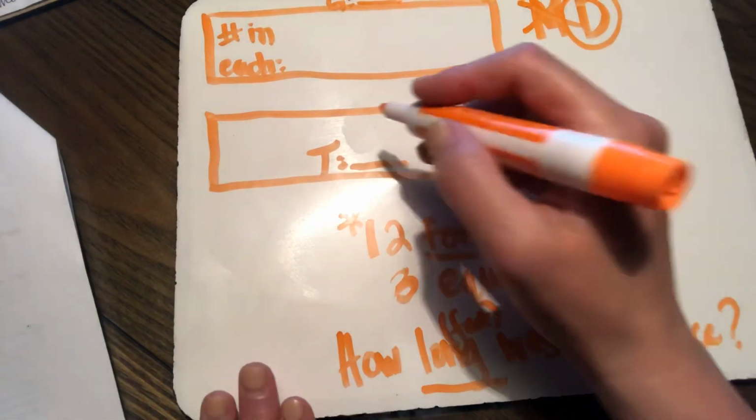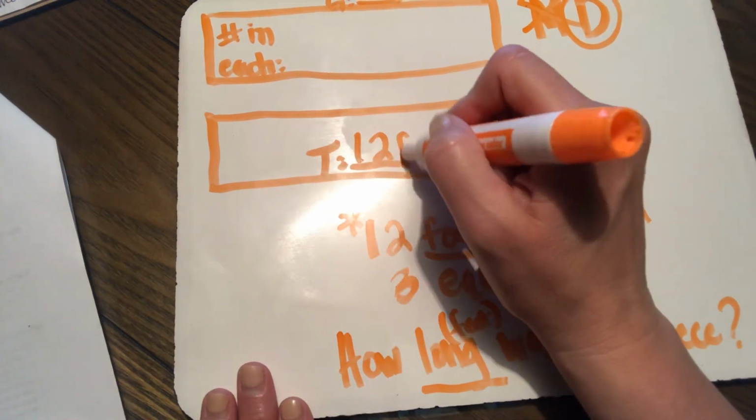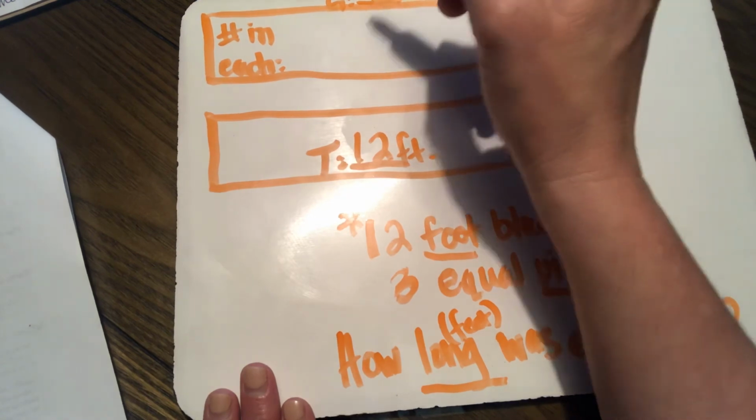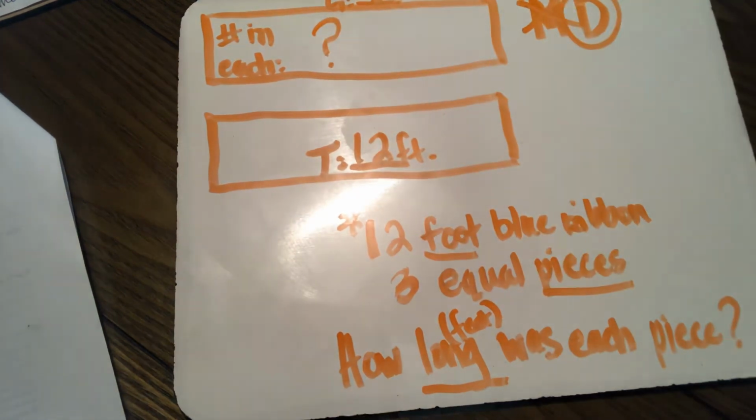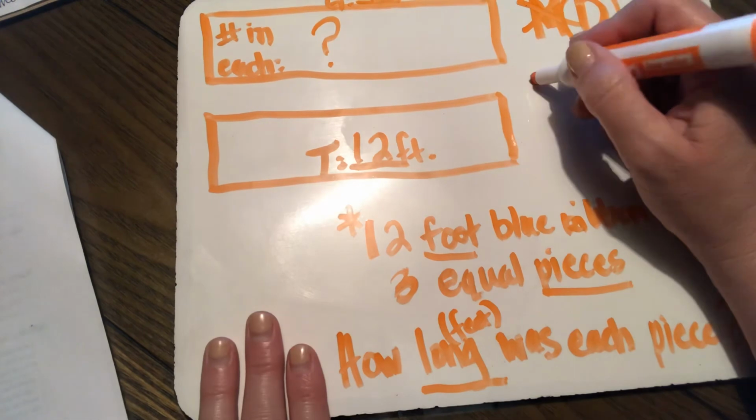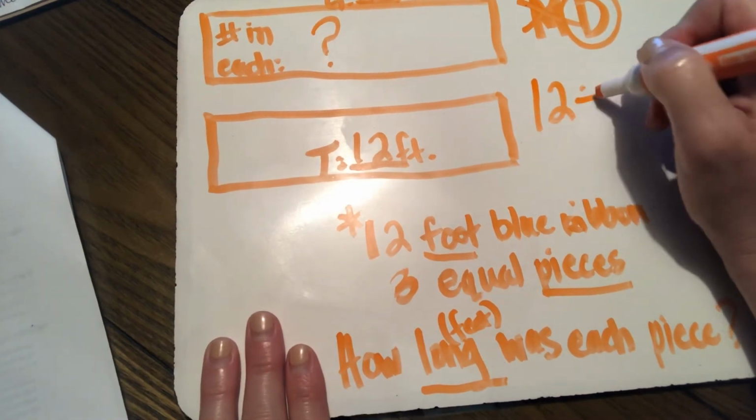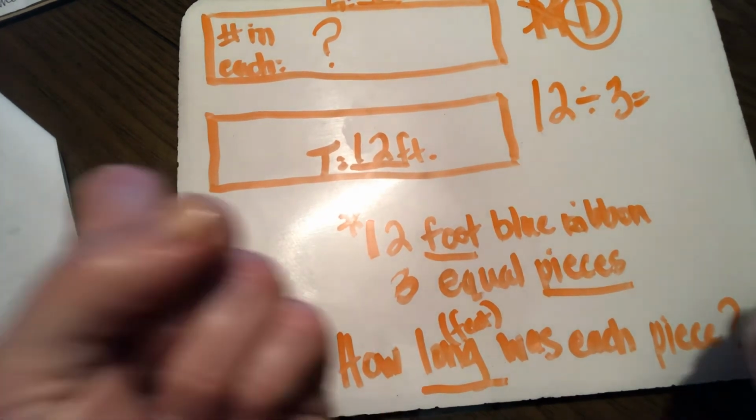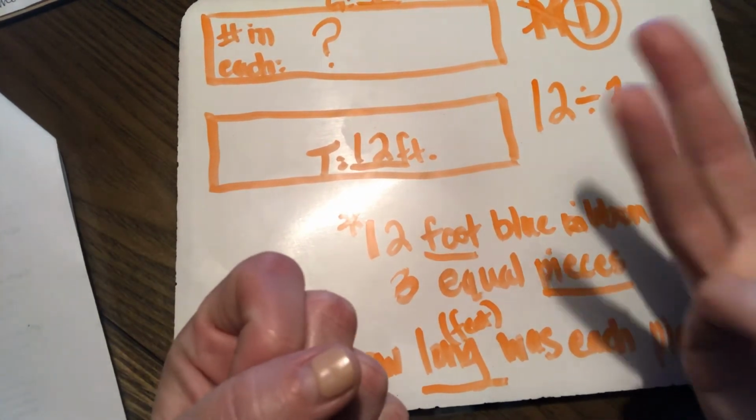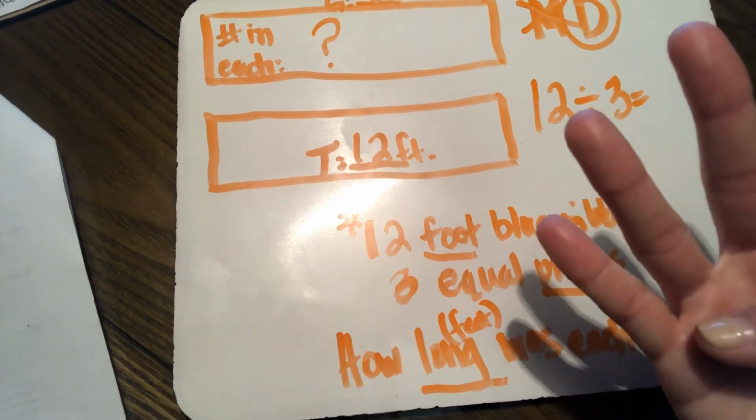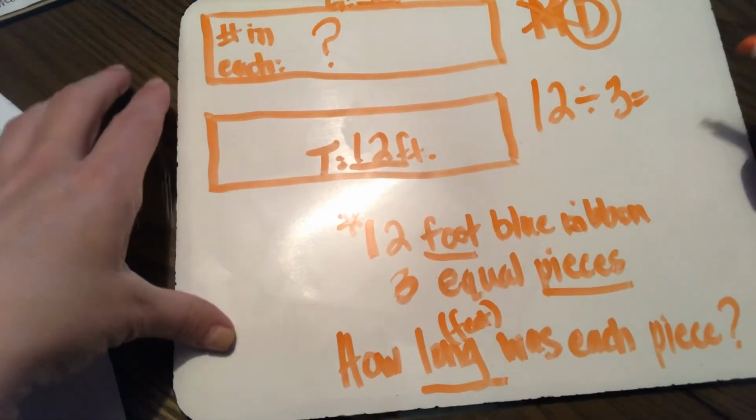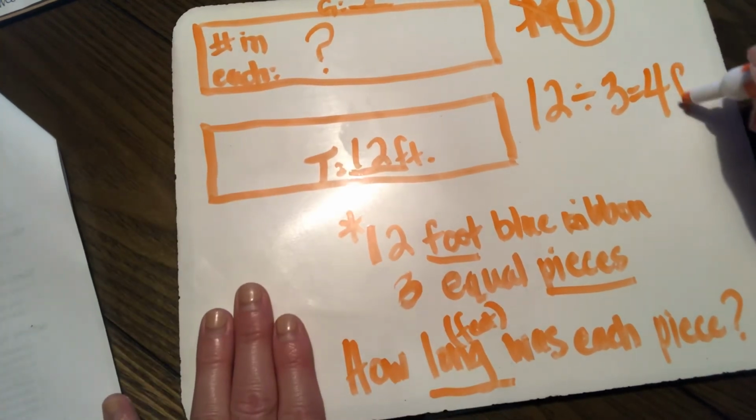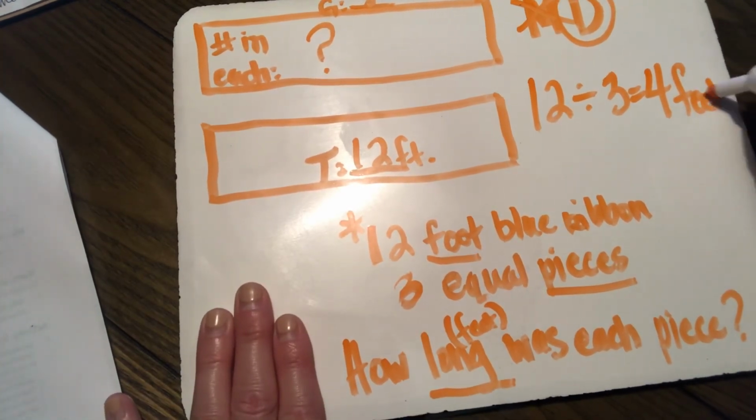All right, so let's take that 12 feet. I'm going to put FT for feet. And my 3 pieces goes up here, and I'm looking for how many feet in each piece. So we're going to take our 12. We're going to divide it by 3. So our 3's again, here we go. 3, 6, 9, 12. Only 4 times that time. So 4 feet.